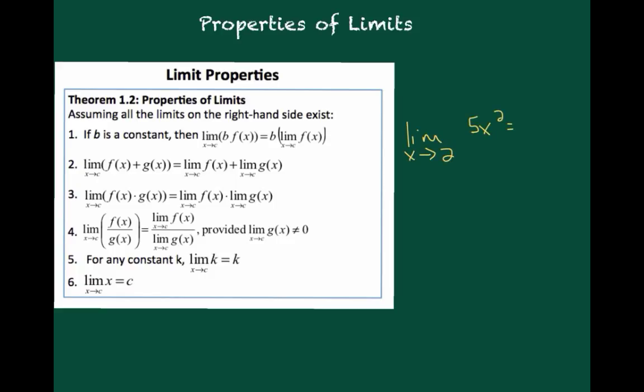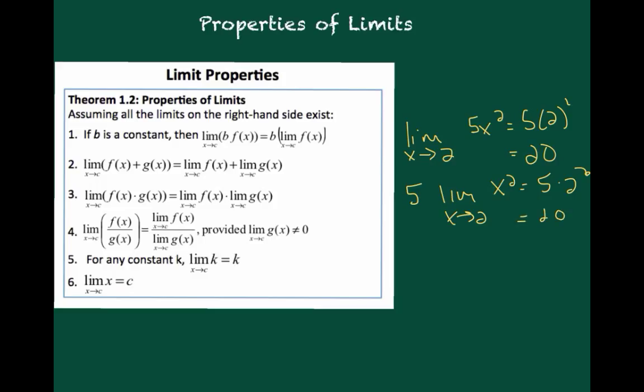Suppose we took the limit as x approached 2 of 5x squared. Well, we know that just by doing substitution I can plug 2 in for the x, and I'll get 5 times 2 squared, that equals 20. All right, well, what this first rule tells us is that we could pull the 5 out, and so we would have 5 times the limit as x approaches 2 of x squared, which would be 5 times 2 squared, which, guess what, just equals 20. All right, so that's the first rule.